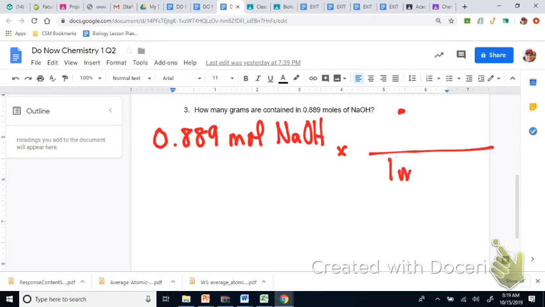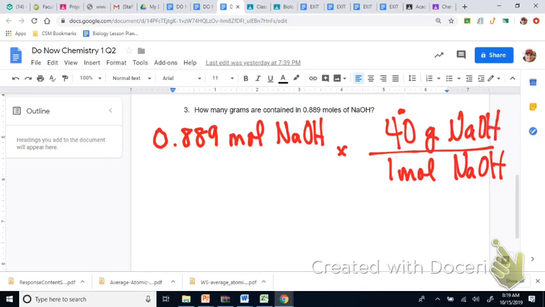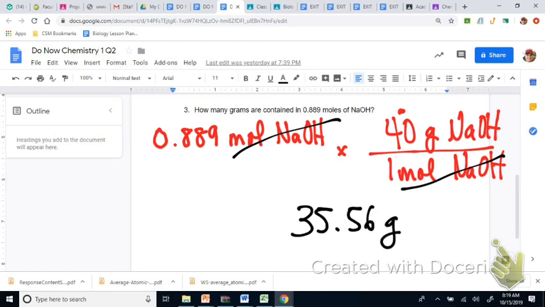1 mole of NaOH is 40 grams of NaOH. I get an answer of 35.56 grams of NaOH.